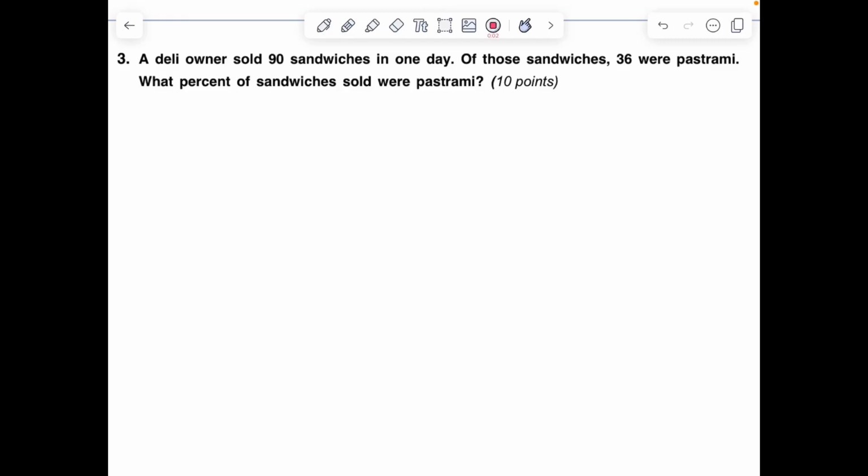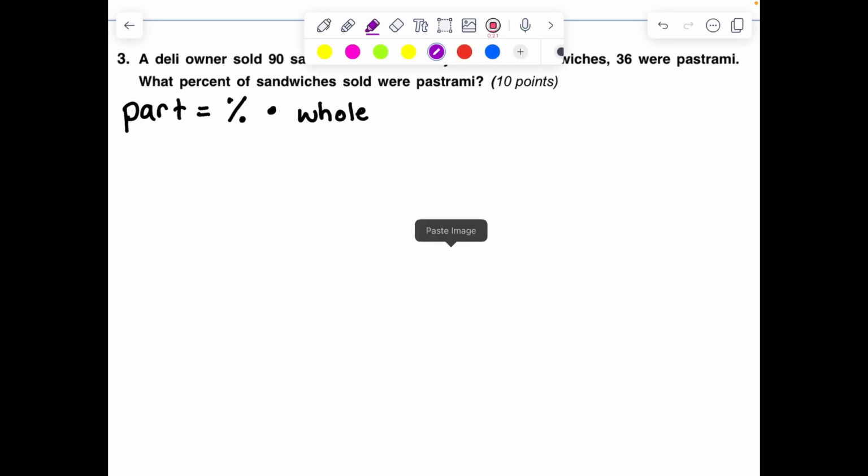All right, hello again. We are on number 3, and we know that our equation is part equals percent times whole, right? We've been using purple for parts, blue for percent, and red for whole, just to help us out when we're trying to solve it. All right, here we go.